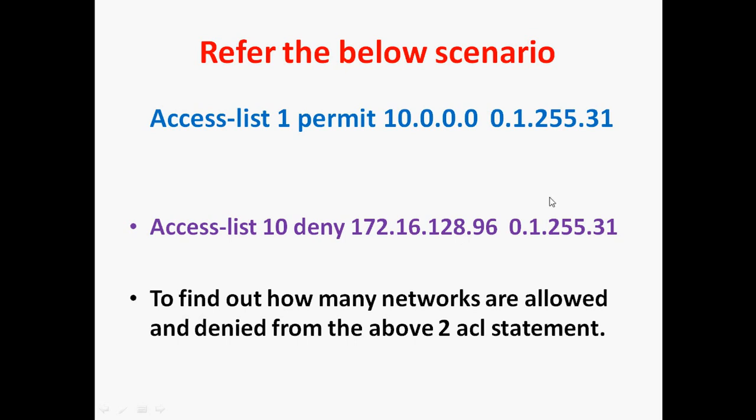172.16.128.96 and the wildcard mask is the same, 0.1.255.31. So you have to find out how many networks are allowed and denied from the above two ACL statements, and for each network how many IP addresses are allowed. So you have to find out the answer for this question.